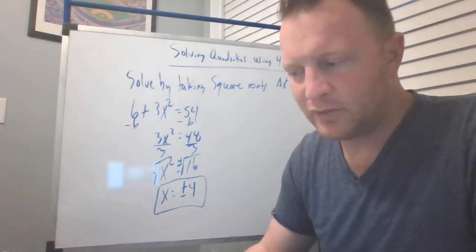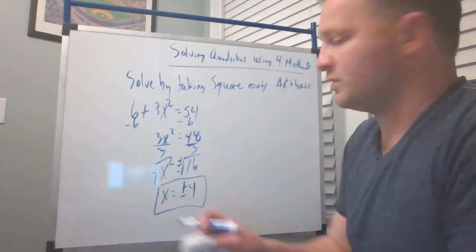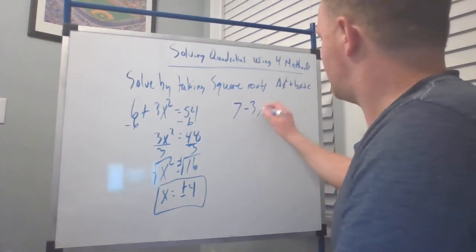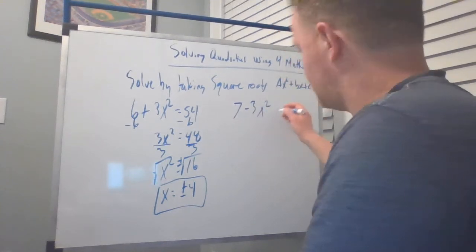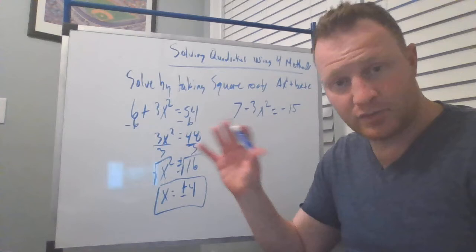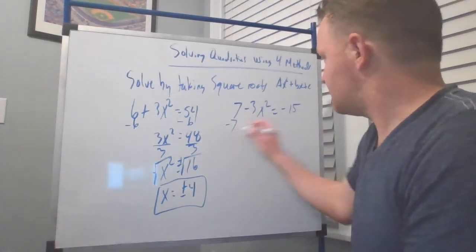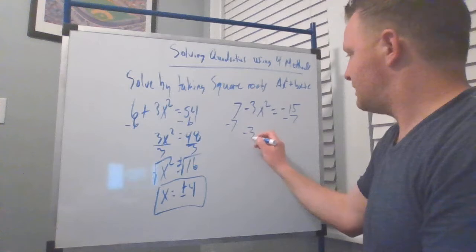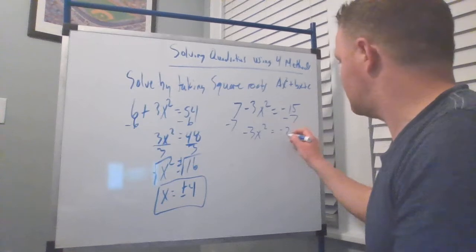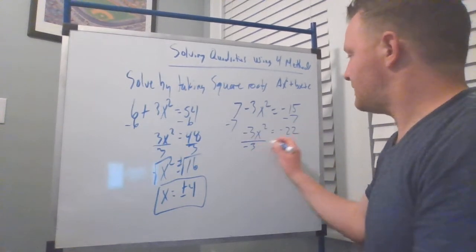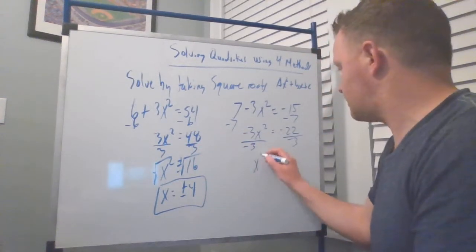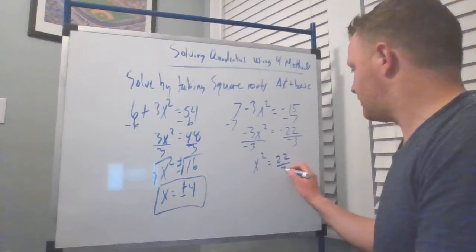Now let's do one that's a little trickier, a little not as clean as this one. So I'll leave that one up for you guys. So let's say I got 7 minus 3x squared equals negative 15. Let's follow the same process, do the exact same thing we did earlier, and just subtract 7 from both sides. So now I got a negative 3x squared equals negative 15 minus 7, which is negative 22. We are dividing both sides by a negative 3. Be aware, negative divided by negative is positive, so now x squared will equal 22 over 3.